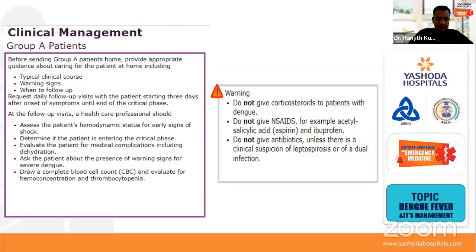In this period, we should tell them about the warning signs of dengue and medical complications that can occur, and ask them to look for them. CBC and hematocrit are usually sent. Any group A patient does not usually require steroids or antibiotics, and should not be put on any anti-inflammatory medications, NSAIDs.